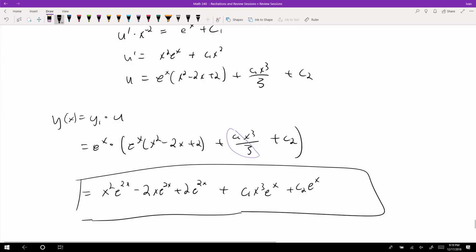All right, very standard reduction of order type differential equation. Also really likely for your exam.